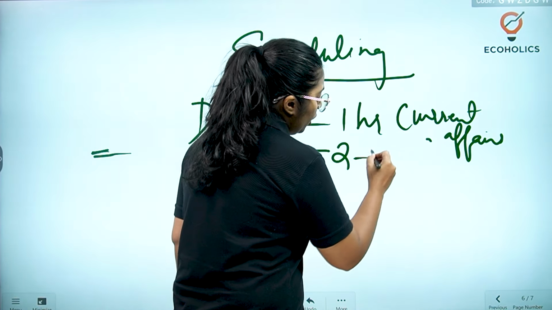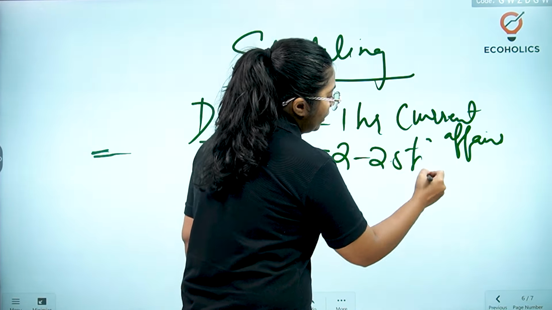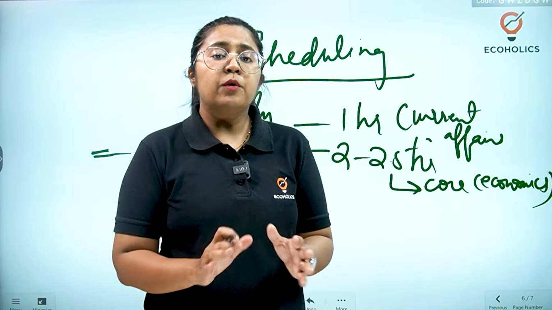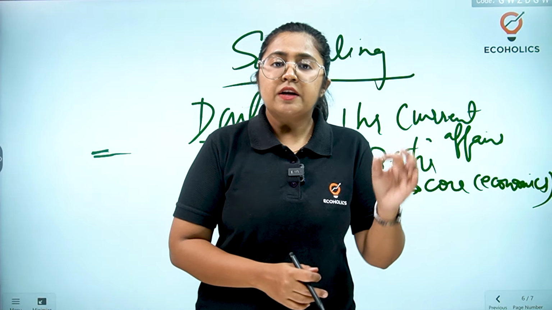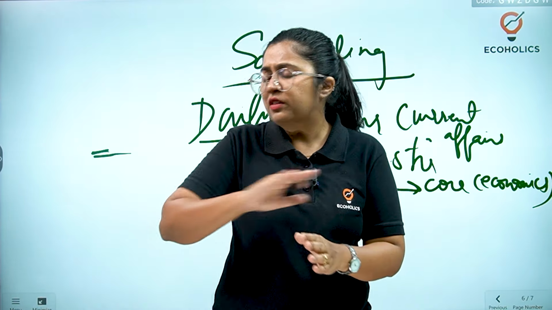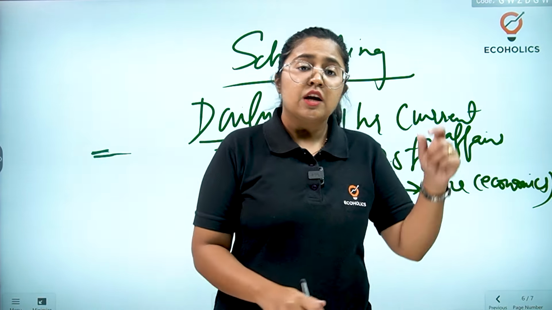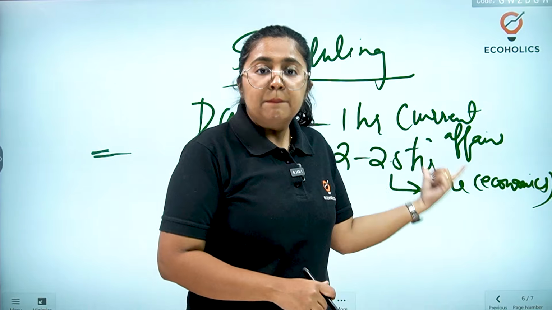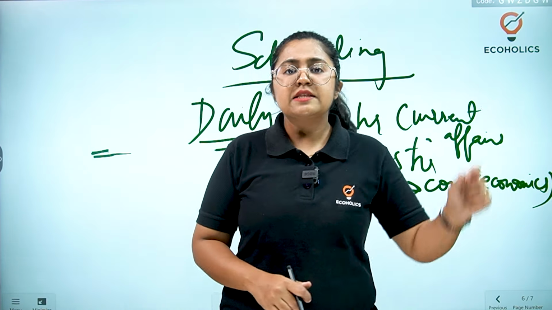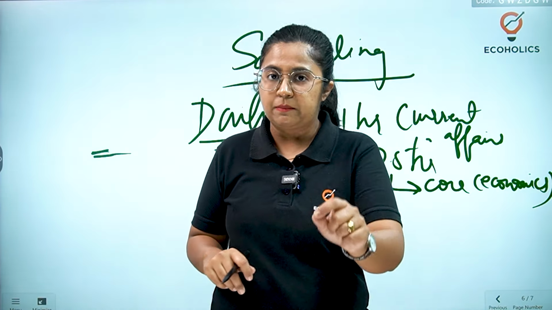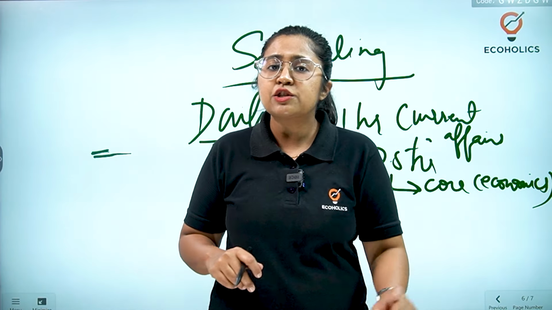Then 2 to 2.5 hours of core economics. 2 to 2.5 hours of core economics means that whatever subject you pick, you go with full attention, full alertness, without your phone, without any distractions, to submit 2 or 2.5 hours worth of completion of topics related to any subject of economics. Okay, it can be micro or macro or statistics or econometrics or mathematical economics or environmental economics or international or public finance.